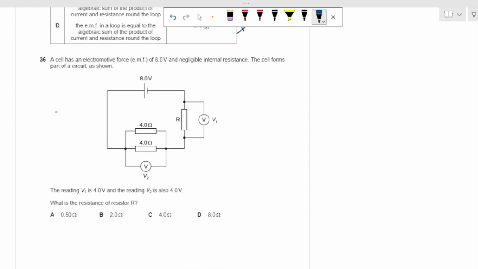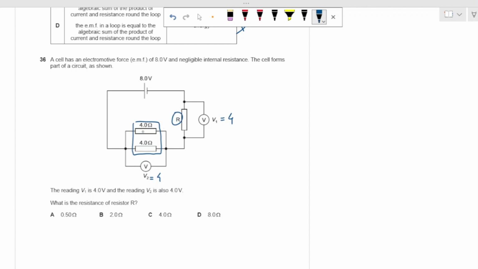Question 36. A cell has an electromotive force of 8 volts and negligible internal resistance. The cell forms part of a circuit as shown. The reading V1 is 4 volts and the reading V2 is also 4 volts. Alright. What is the resistance of R? So they said V2 is 4, V1 is 4. That means we can compare this resistor with this system of resistors, because the PD across both of these is 4 and the PD across R is 4.